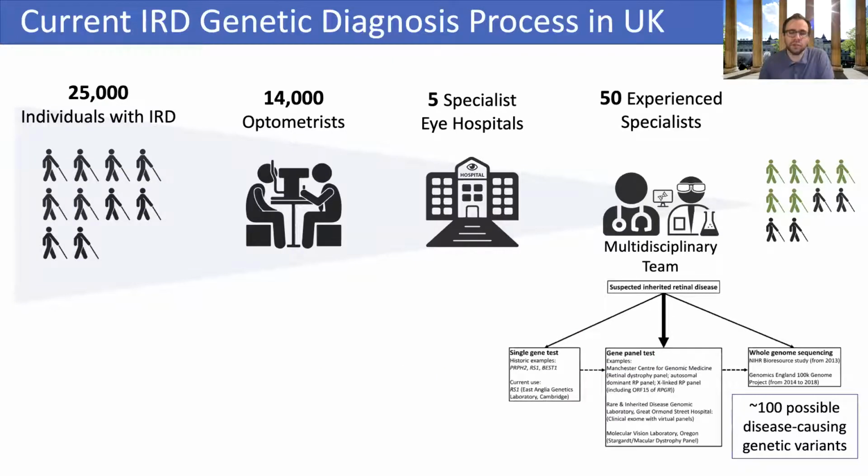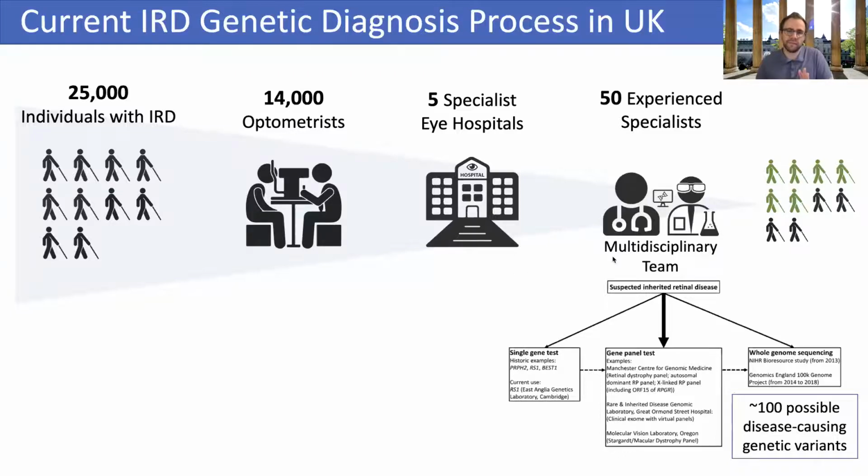So this is an overview of the genetic diagnosis process in the UK. So how do patients actually get referred to Moorfields Eye Hospital? Based on a prevalence of 1 in 3,000, in the UK, which has a population of 65 million, we estimate there must be around 25,000 individuals who have an IRD in the general population. Some of these individuals will be seen by an optometrist, and in some cases, these optometrists will be able to refer patients to eye hospitals if they detect a disease.